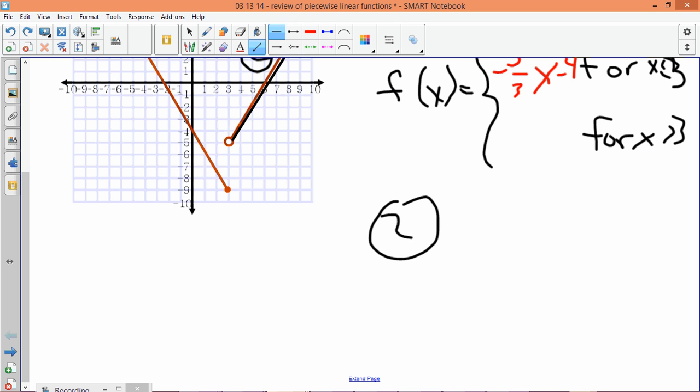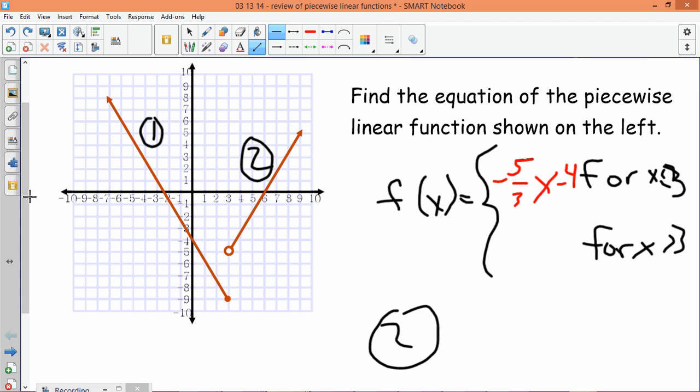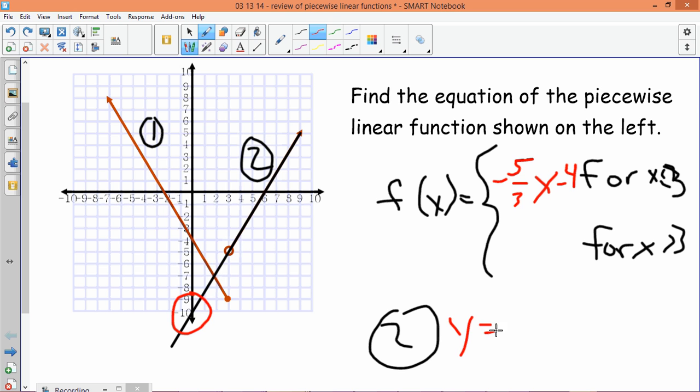Sorry, let me undo that. I'm going to extend my line so that I can figure out where it would cross the x-axis, or the y-axis rather. Okay, and it turns out it would cross at -10. So I know my y-intercept is going to be -10. So I know it's going to be y equals mx minus 10.